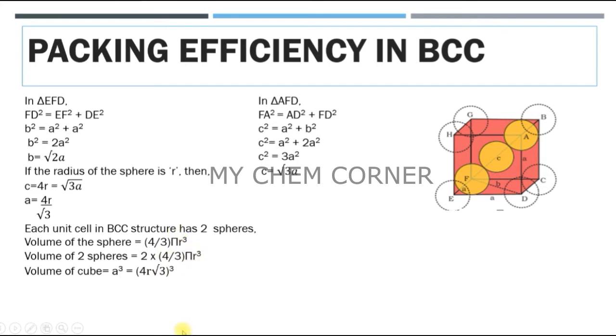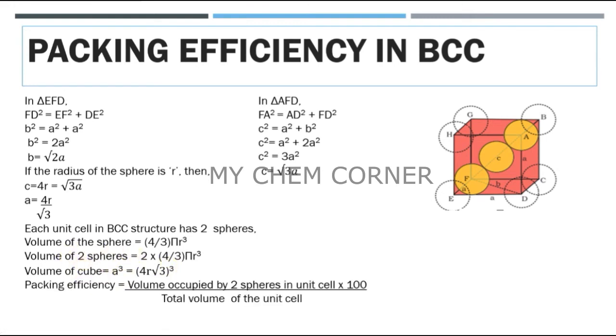Next is the volume of the cube. General formula is A cube. A cube is nothing but this, we just calculated here, 4R by root 3, the whole cube. So now we have the volume of the cube, we have the volume of 2 spheres. We can directly calculate the packing efficiency in BCC using the formula: volume occupied by 2 spheres in a unit cell divided by total volume of unit cell into 100. So if you see the formula, the only difference between HCP packing efficiency formula and BCC packing efficiency formula is this value here. For HCP and CCP, which is generally observed in a face-centered cube, it was 4 spheres. In this case, because it's a BCC, it is 2 spheres.